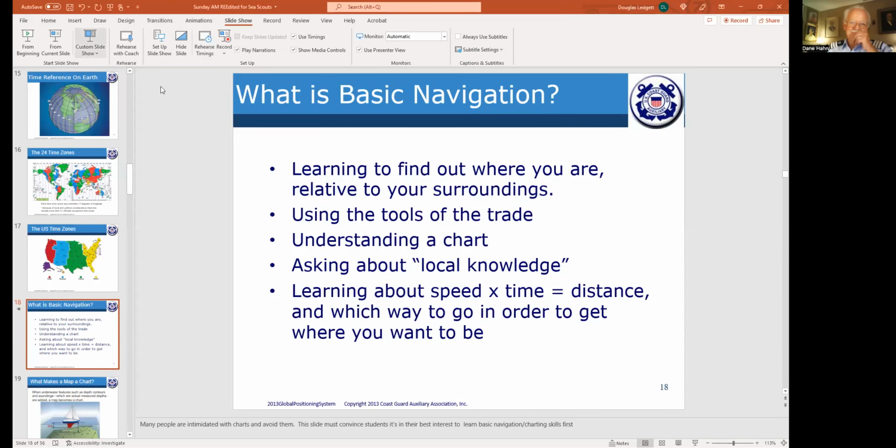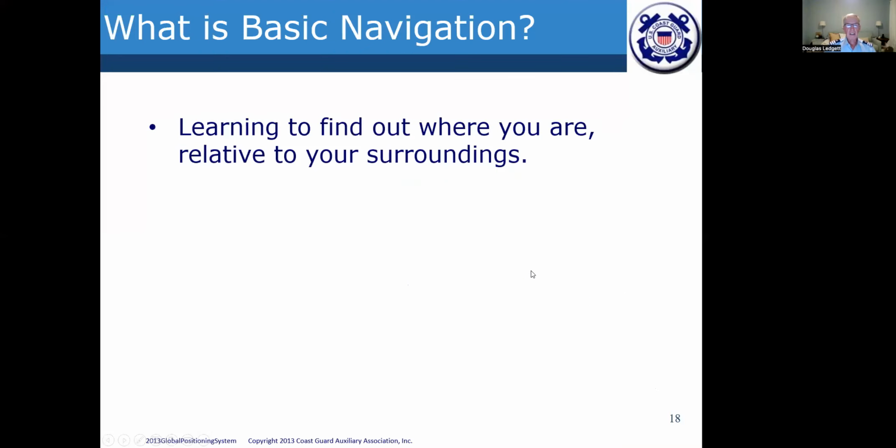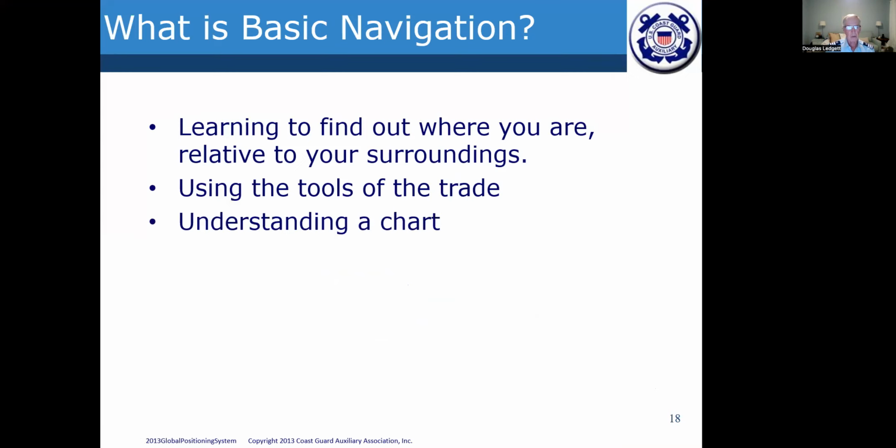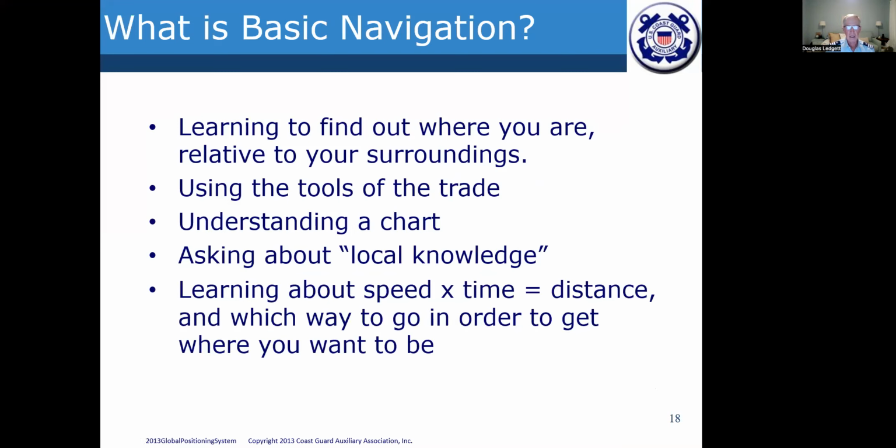All right. So what's basic navigation? Well, as Dane's explained, it's learning to find out where you are relative to your surroundings. And we talk about the tools of the trade, which Zip will be talking about shortly. How do we understand a chart? What do we know about local knowledge? Because that has a lot of bearing on what we know and don't know and how that chart would affect us. And we need to learn a little bit about speed times time equals distance, which way to go to get where we want to be.